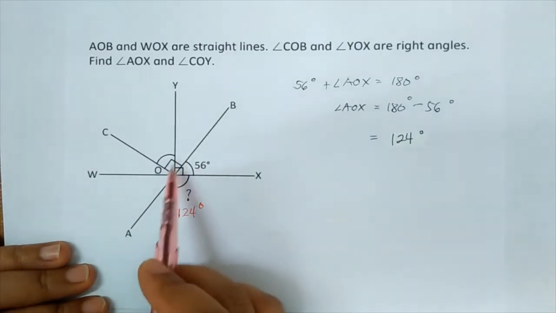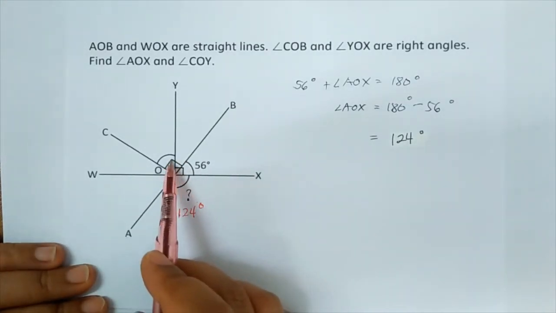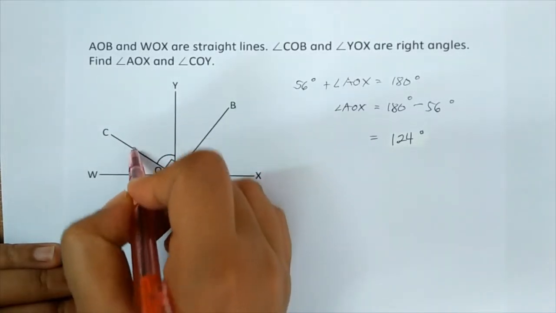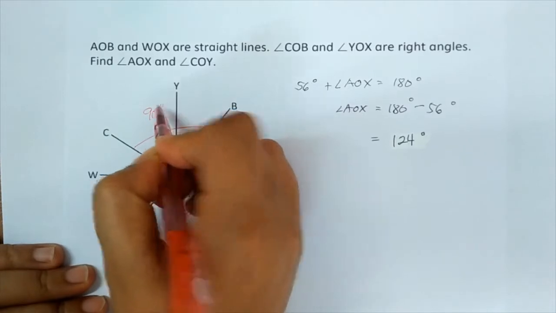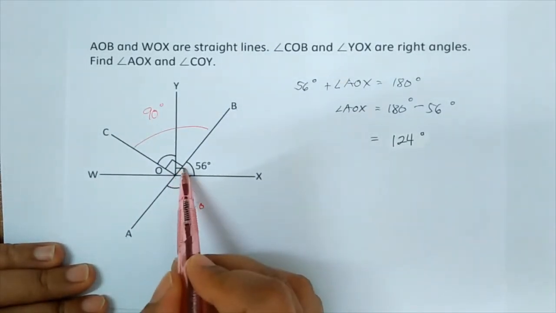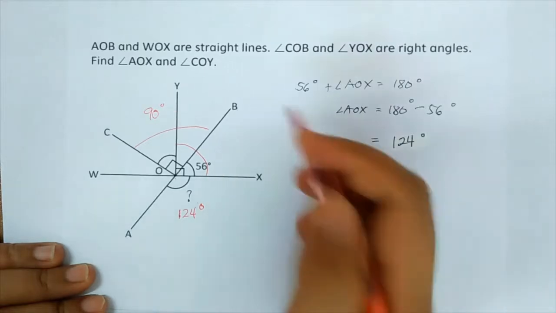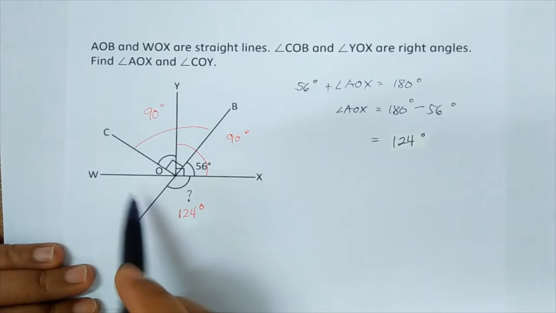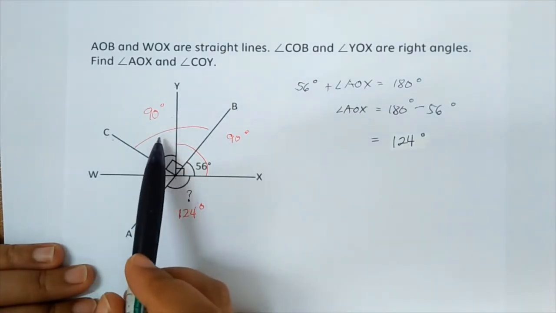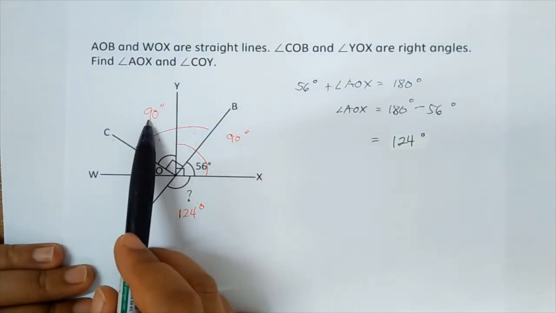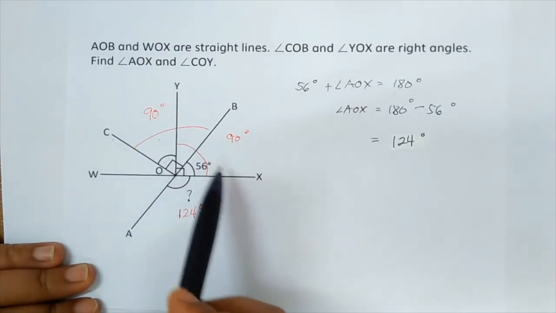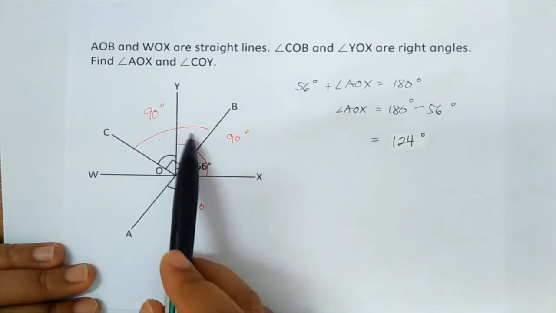COY? So you can see here there is the symbol for 90 degrees. So as you can see, this is 90 degrees, and here also this angle is 90 degrees. If we're going to find angle COY, we're going to add this angle and this angle will be 90 degrees. But how are we going to add? We don't know this angle and this angle. But here, we can use this angle so that we can find this angle.